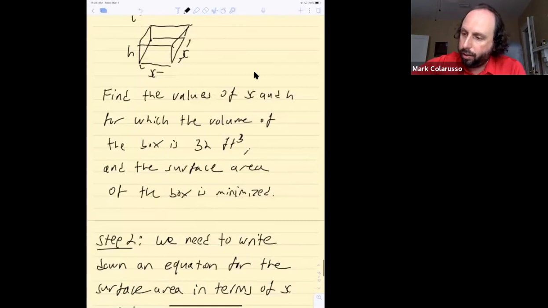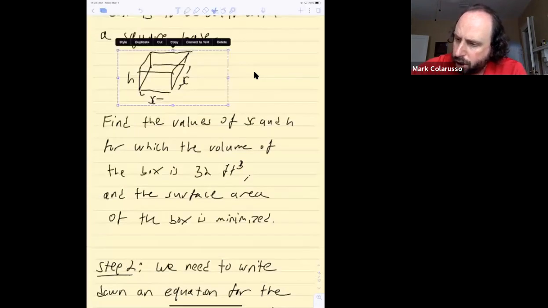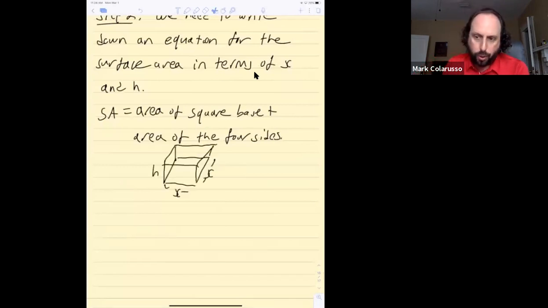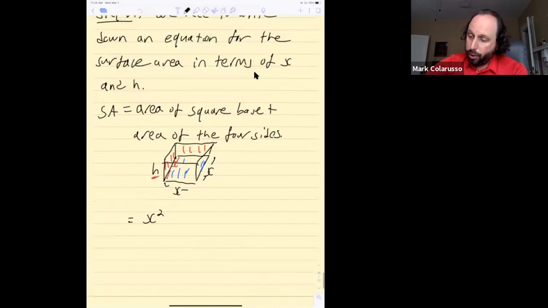Okay, so let's go back up to my lovely picture here, and we can try to put this in terms of mathematics. So the area of the square base, in blue here, is the area of the square. So that's just x squared. Now, each of the sides is a rectangle with base x and height h, and there are 4 of them. So it's 4 times x times h.